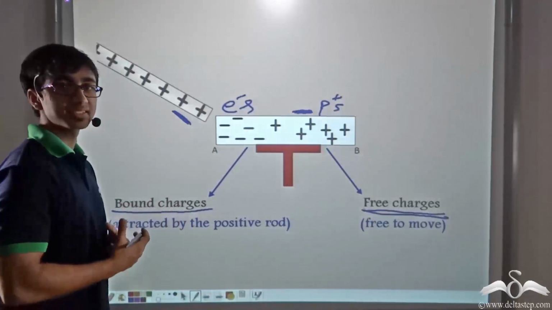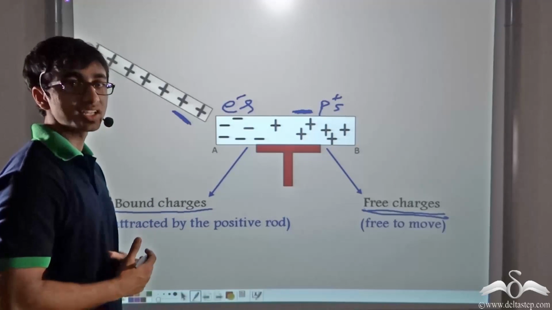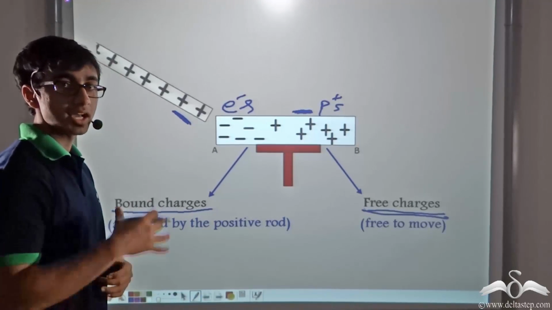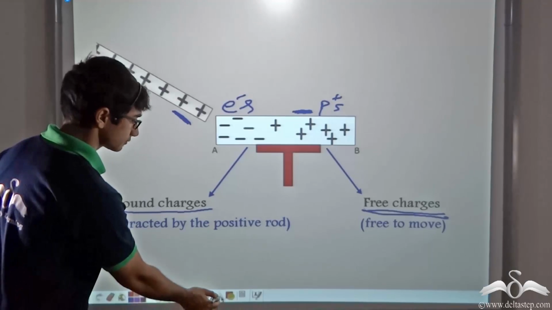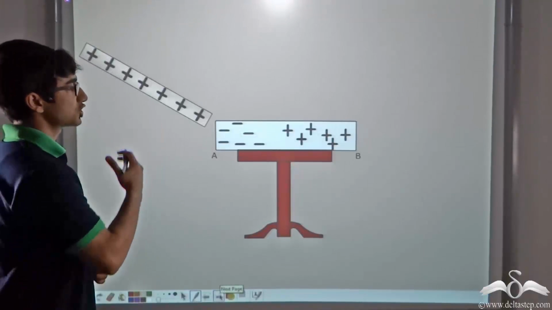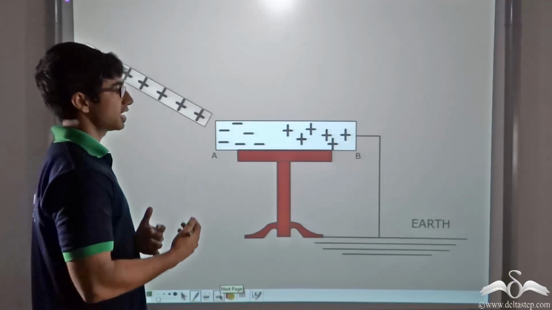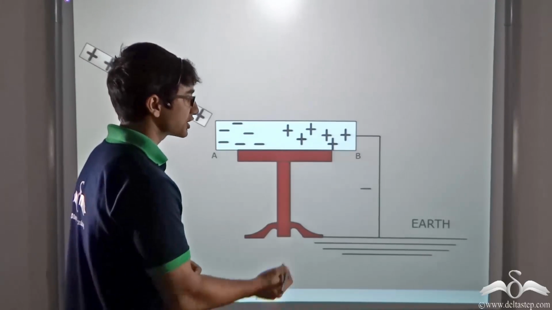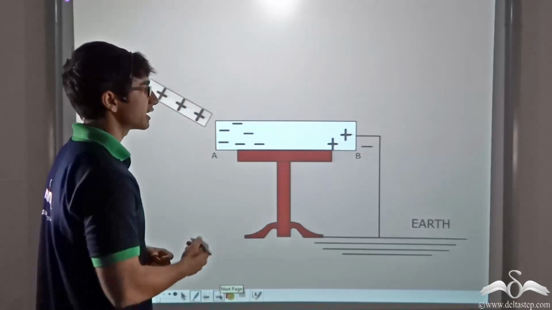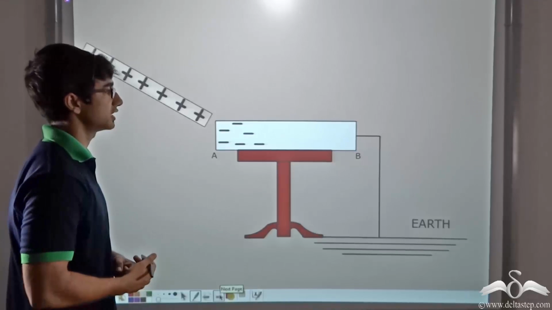Now we have to make this conductor a negatively charged conductor. So let us see how we can achieve that. With the glass rod in place, we connect the conductor to the earth. Electrons flow from the earth into the conductor and neutralize the positive charges.